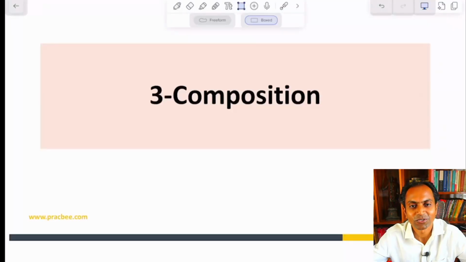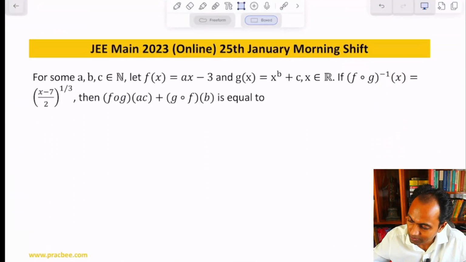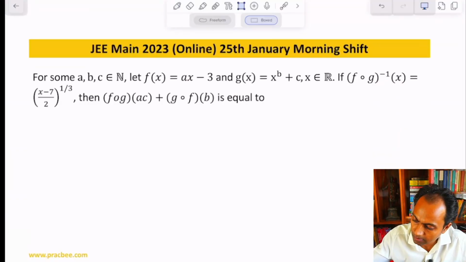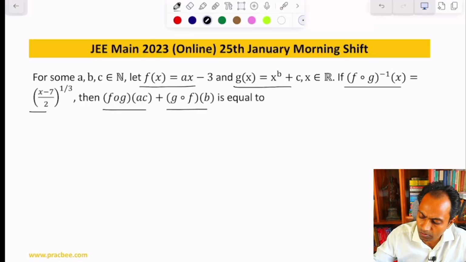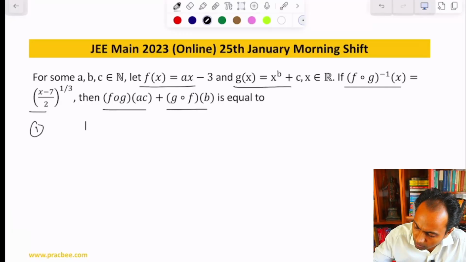The next kind of questions are based on composition. So this question says that there is a function f(x), there is a function g(x). They are talking about the inverse of f∘g. It is also given. Then they are asking the value of a, c and b, what is it equal to? So we know that ultimately we'll have to find f∘g. So let us start with f∘g only.